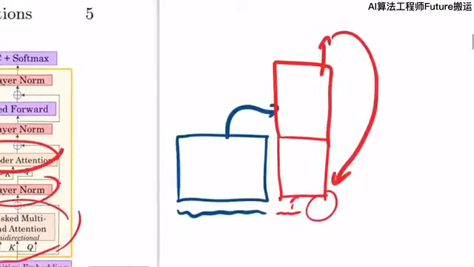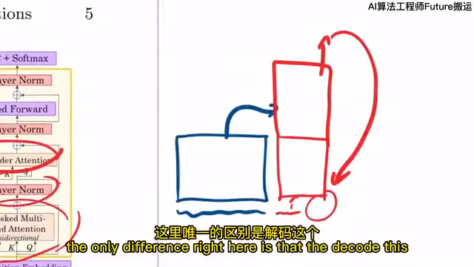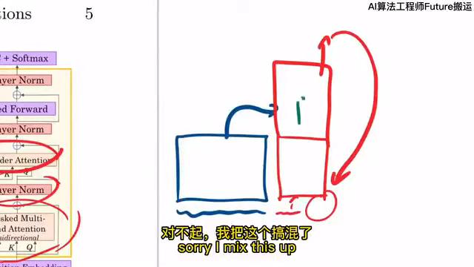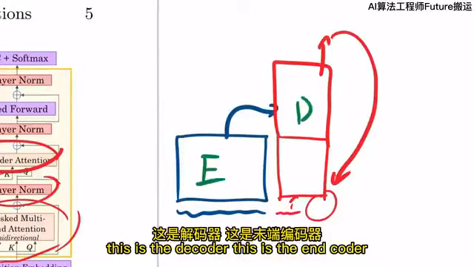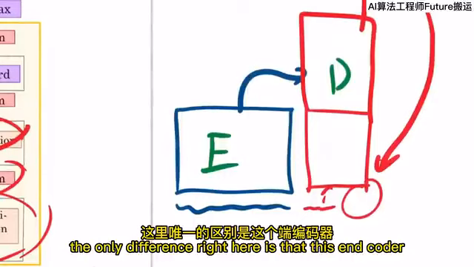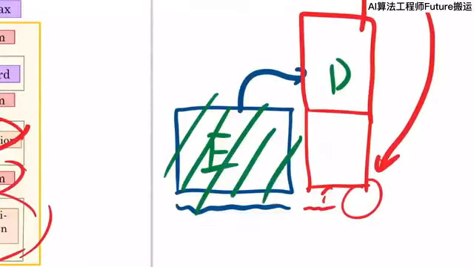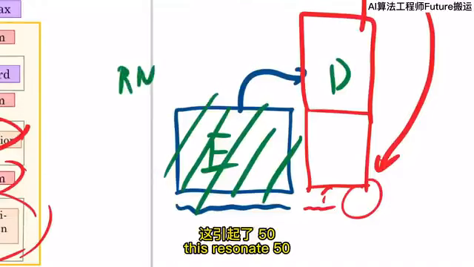The only difference right here is that the... I mixed this up. This is the decoder, this is the encoder. The only difference right here is that this encoder is no longer a transformer, but is this ResNet 50.